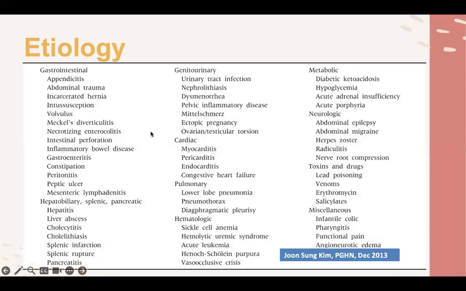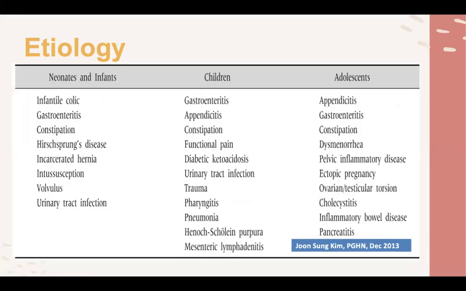So the majority of the causes are intra-abdominal. When you look at the intra-abdominal causes, there are gastrointestinal causes, hepatobiliary causes, genitourinary causes, and some gynecological causes. These are the predominant intra-abdominal causes. When it comes to the extra-abdominal causes, there are cardiac, pulmonary, hematologic, a few metabolic causes like diabetic ketoacidosis, neurological causes, toxins and drugs, and a few miscellaneous. Okay. So these are the intra- and extra-abdominal causes of abdominal pain listed. Let us look at the age-wise differentials.